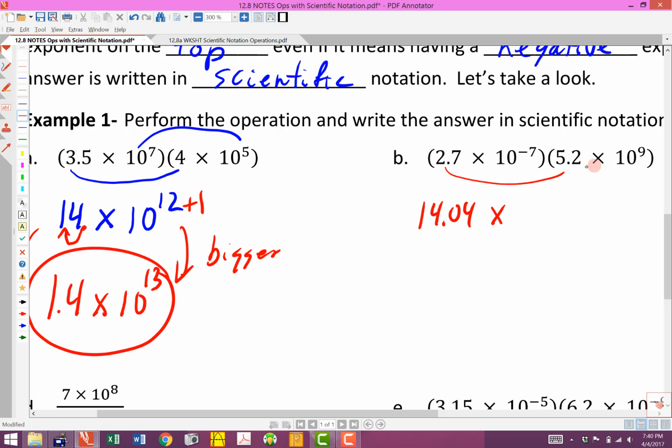And then let's take care of the decimals here. We've got 10 to the negative 7 and 10 to the 9th. We're going to add those together, so that's going to be 10 to the 2nd.